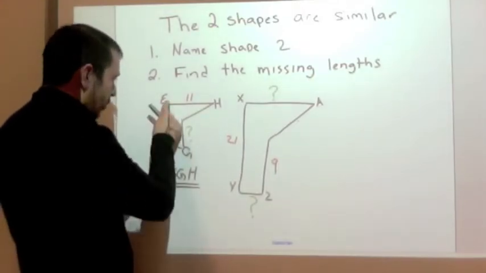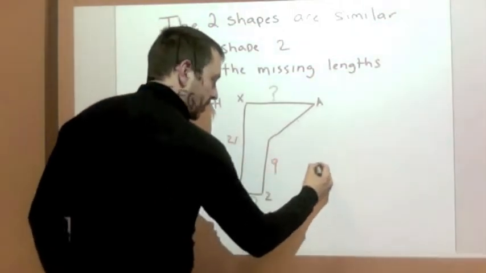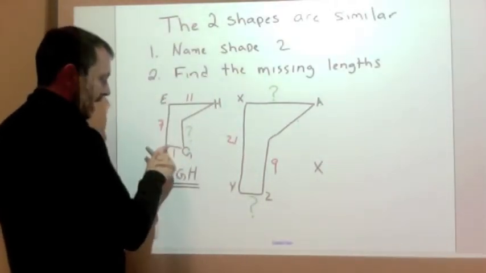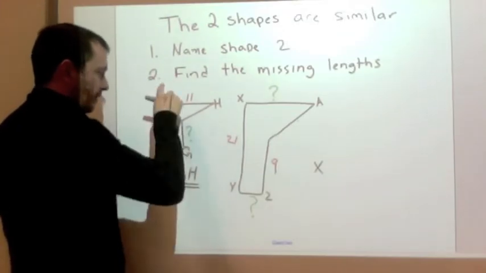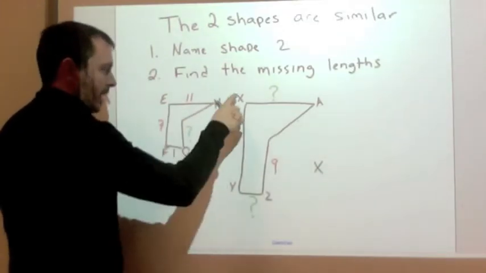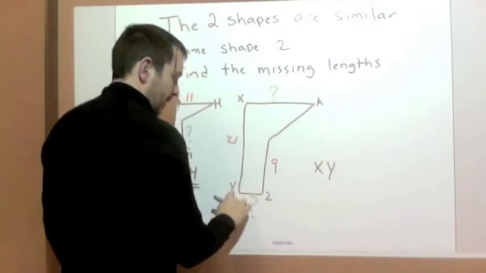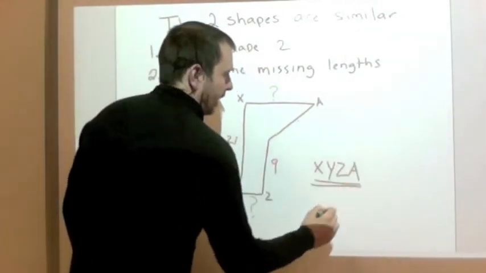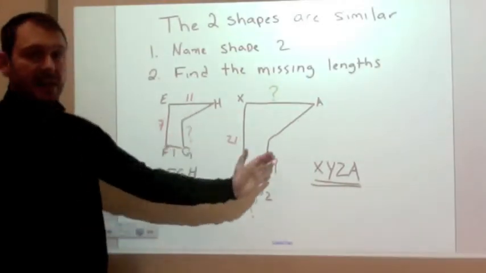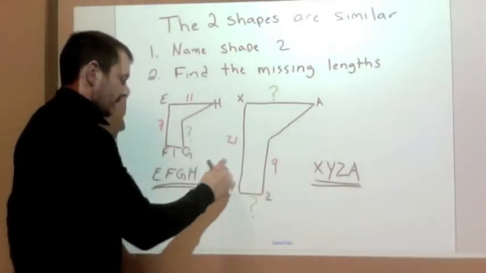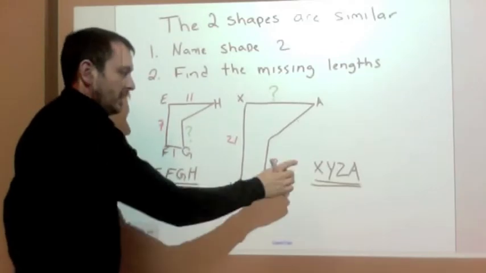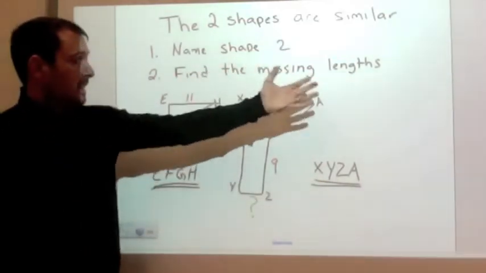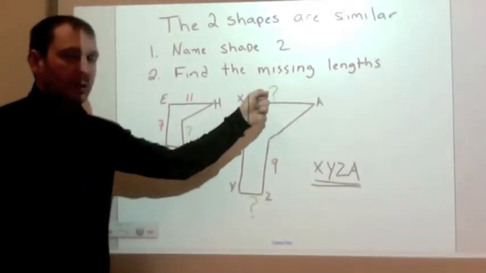So E was the top left. So this shape will be called X. And then it went EFGH, so I need to follow that down. So X, Y, Z, A. Okay. So I've named them, so E corresponds to X, F corresponds to Y, G, Z, and so on. So now, find the missing lengths. And the missing lengths are all of the green question marks.